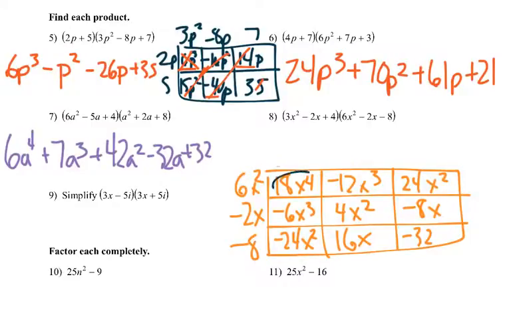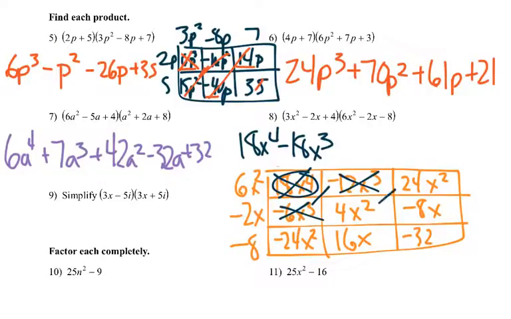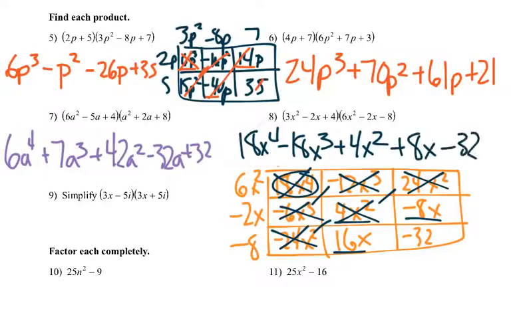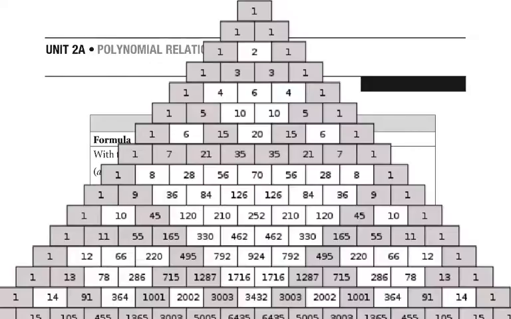Okay, so start with this, 18x to the 4th. Combine those two, negative 18x cubed. Combine those three. Negative 24, positive 24 cancel out, so positive 4x squared. Negative 8 and 16, positive 8x minus 32. And there's all our multiplication ones. Oh, except for number 9. Now remember, number 9 actually does follow one of our rules, right?